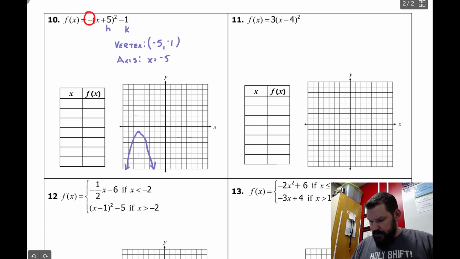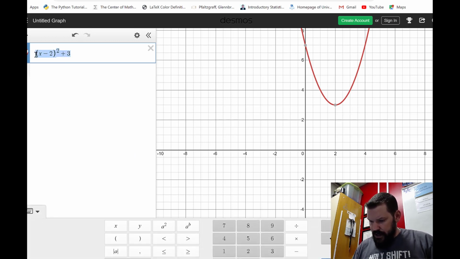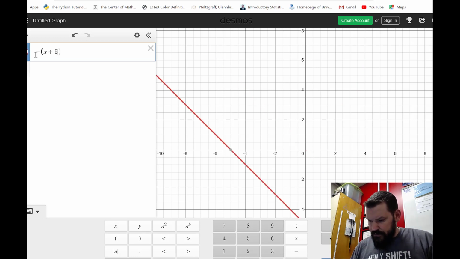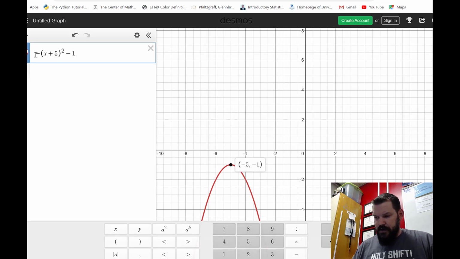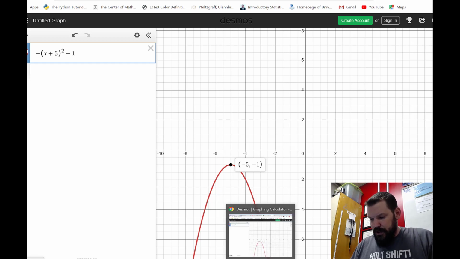Plus 5 squared minus 1. So we have minus parentheses x plus 5 quantity squared minus 1, and there's our graph. Click on it, there's our vertex, negative 5, negative 1. So the Desmos should make life pretty simple.